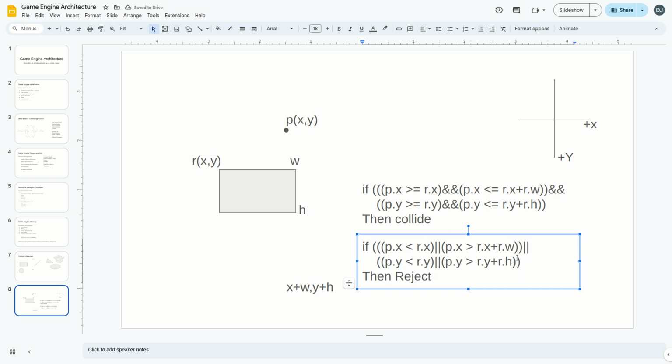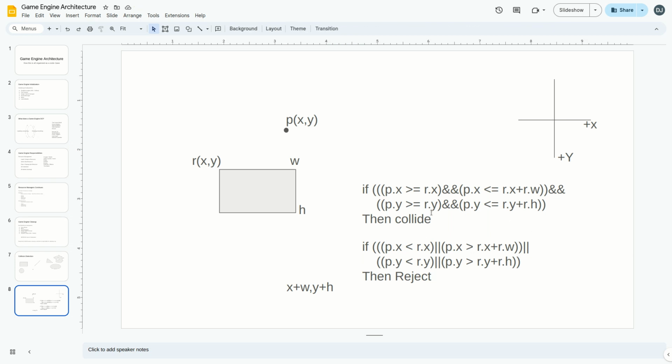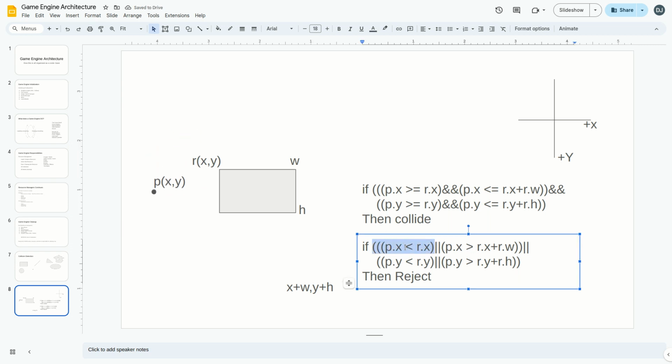Now, mathematically, these things look the same. But when you're programming, we have the ability to short circuit our if statements. As soon as we can evaluate the entire statement as true or false, we don't have to evaluate the rest of the equation. So if my position happens to be over here, then I only have one check. As soon as I can reject, then we can have else collide.